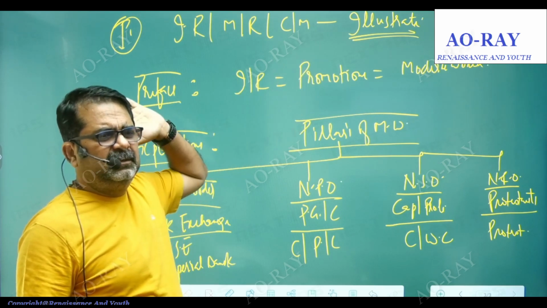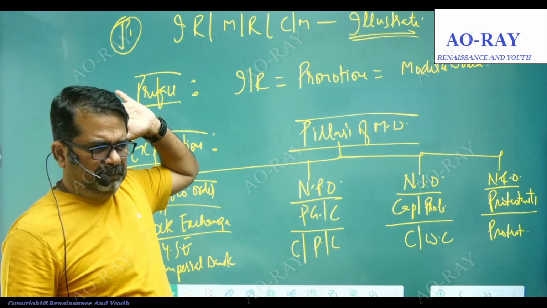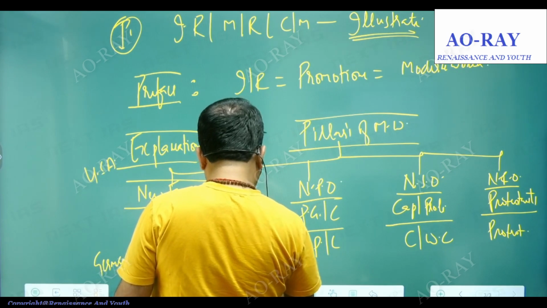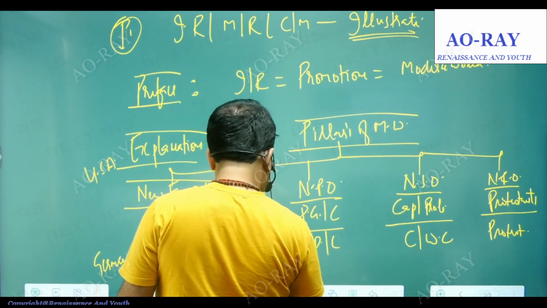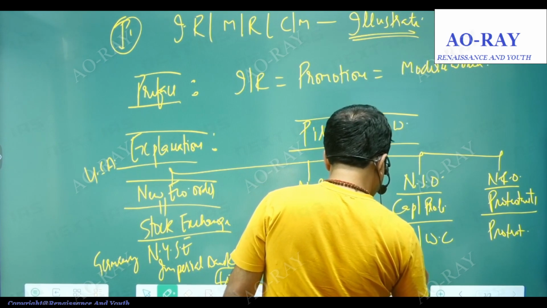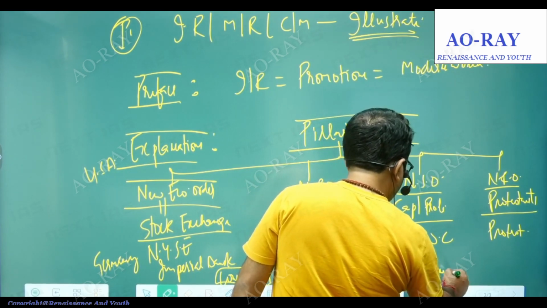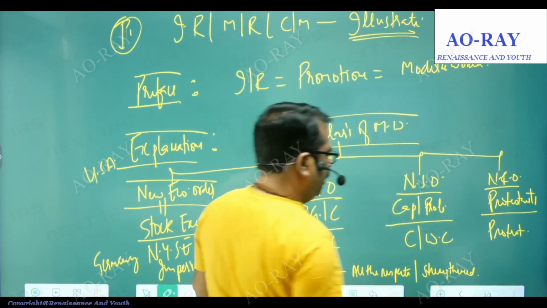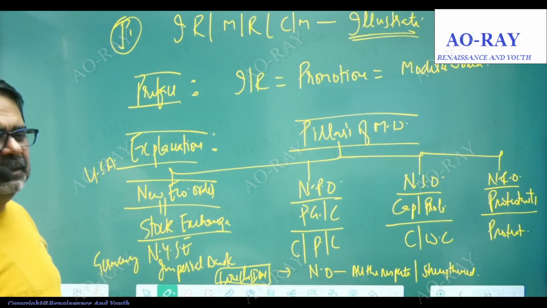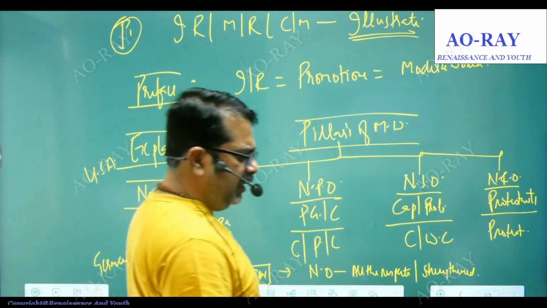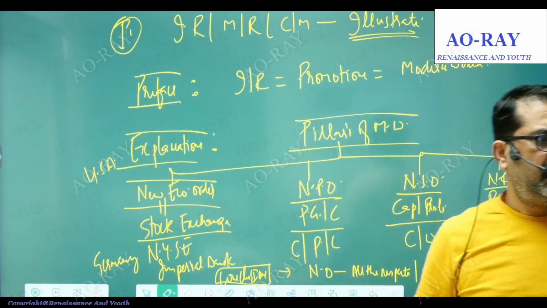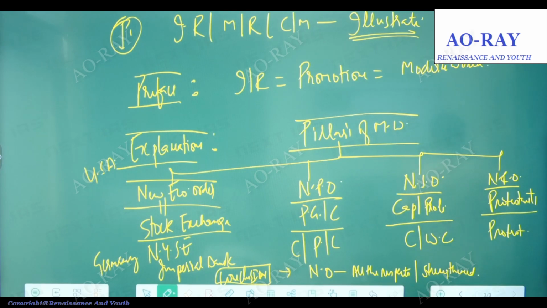Examples with data. And then, conclusion: new order in all the aspects got strengthened. Finish. This will be the answer. Examples with data. This is the meaning of the term illustrate.